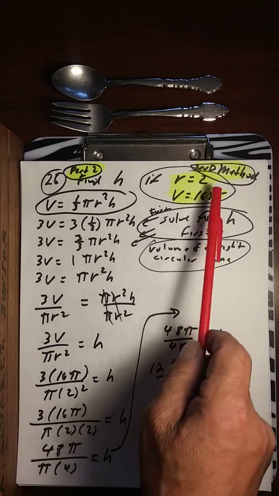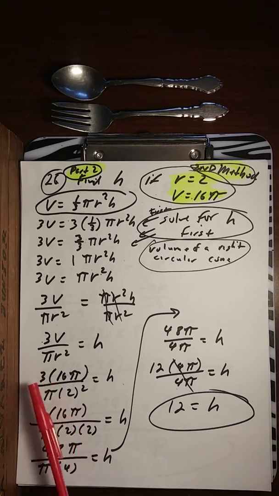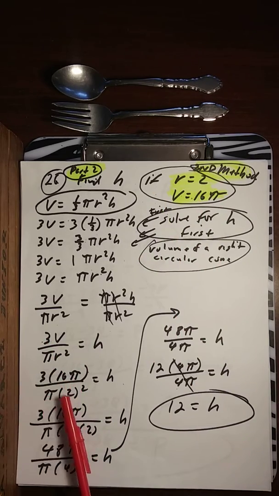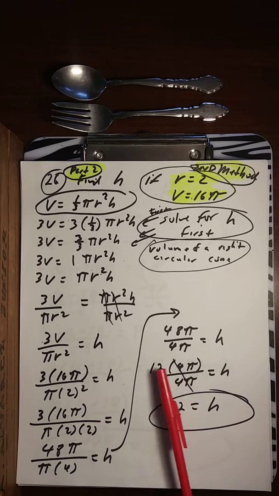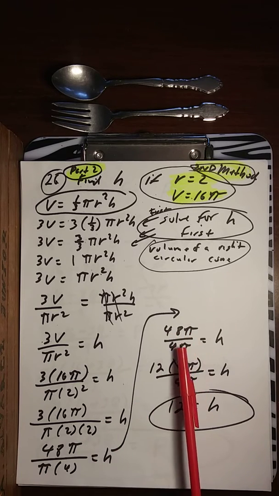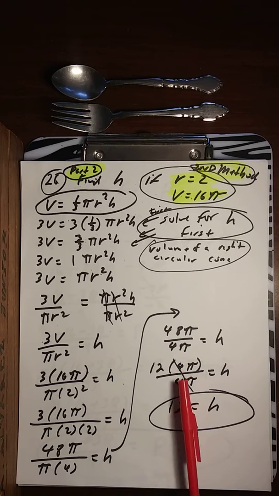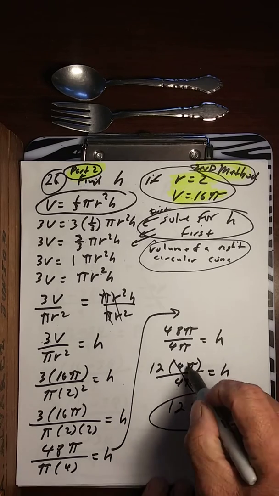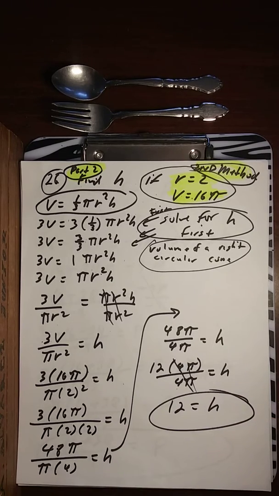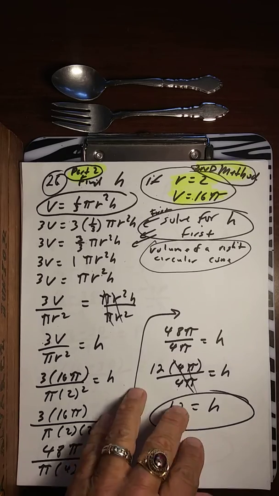Now let's put the numbers in. These numbers go in there. So we have 3 times 16 pi over pi r squared. 2 squared means 2 times 2, which is 4. So we have 48 pi over 4 pi. So now what's going to happen here? Looks like we can break it up a little bit. 48 pi over 4 pi, and 12 times 4 is 48. The 4 and the 4 cancel, and the pi cancels out. Guess what happens then? These are gone, and these are gone. So what's left over is 12 equals H again.